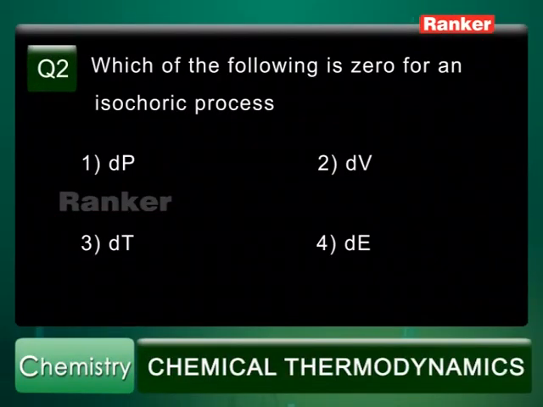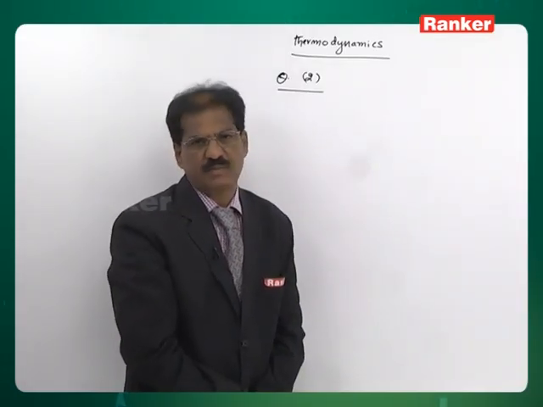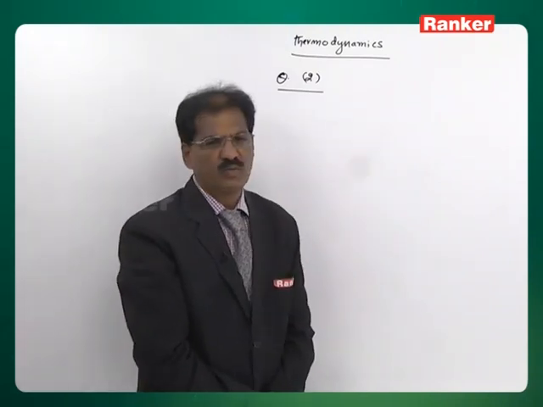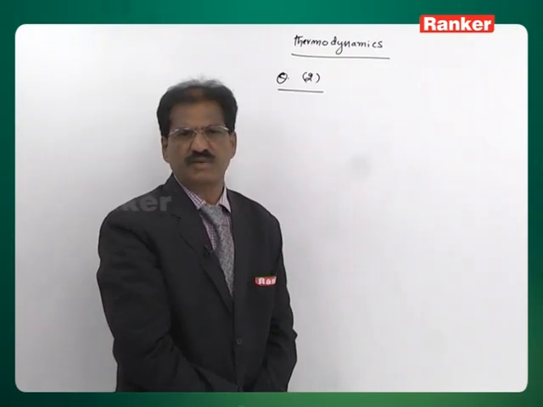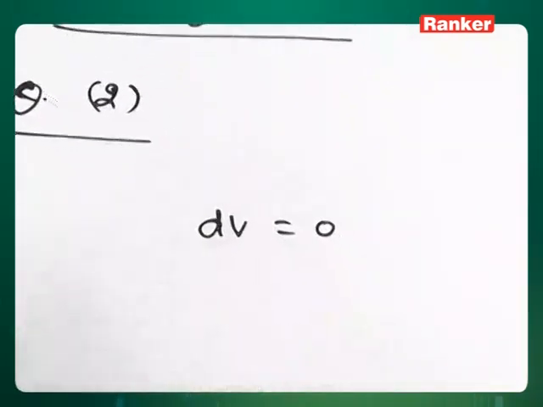Next, question number 2. Which of the following is 0 for isochoric process? Isochoric process means any process which takes place at a constant volume. That means during the isochoric process, volume will remain constant. Volume change will not take place. Therefore, dV is always equal to 0.